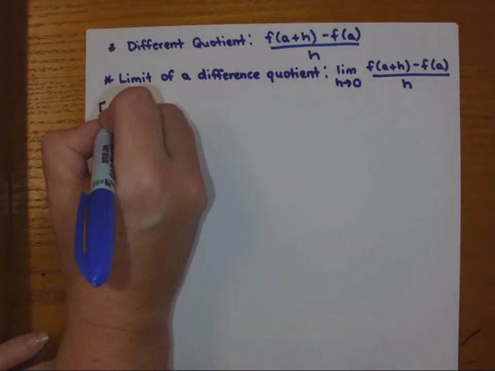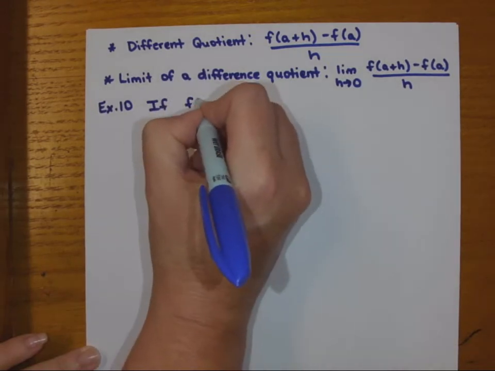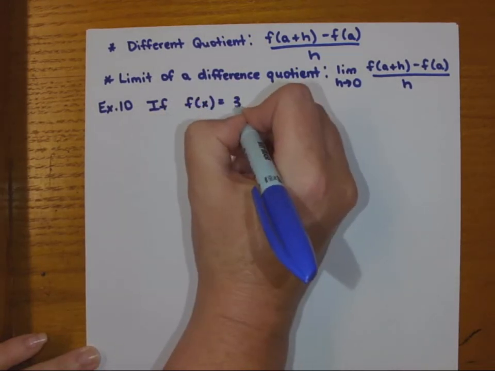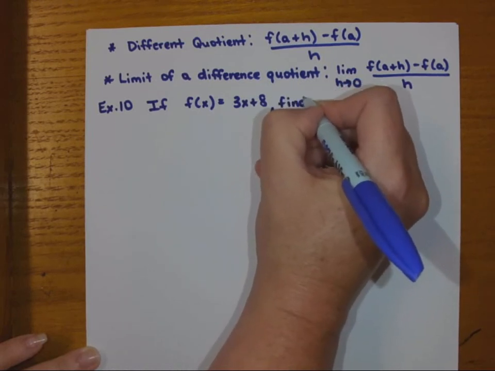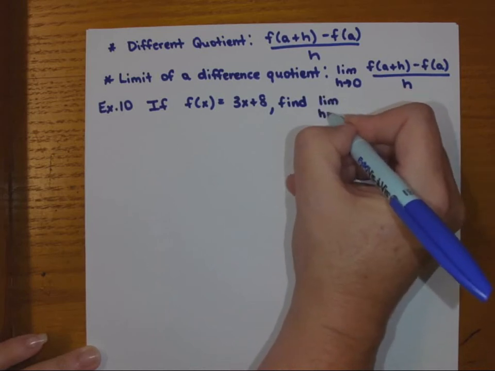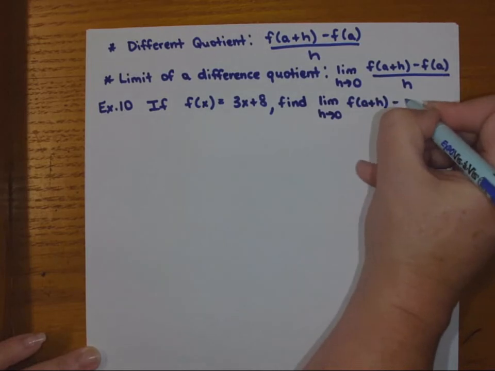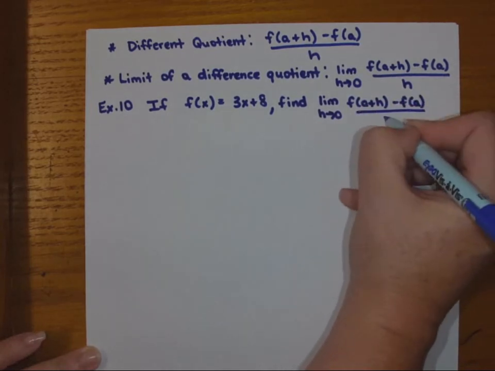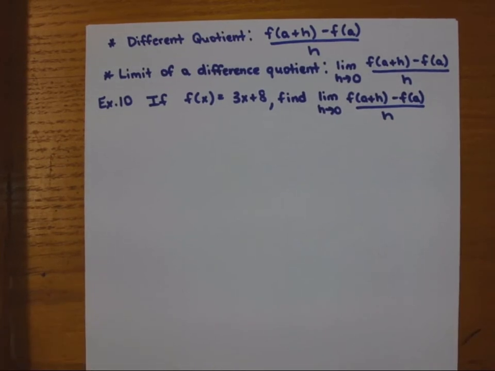Okay, so these problems look a little more tedious than they really are. I promise if you can take this a step at a time, I think you'll find it's not as ugly as you might think. So if I give you that f of x equals 3x plus 8, I want you to find the limit as h approaches 0 of f of a plus h minus f of a all over h. Notice I'm just repeating that limit of a difference quotient. I had you write it again because, again, this is going to be actually an important quantity over the next couple weeks.